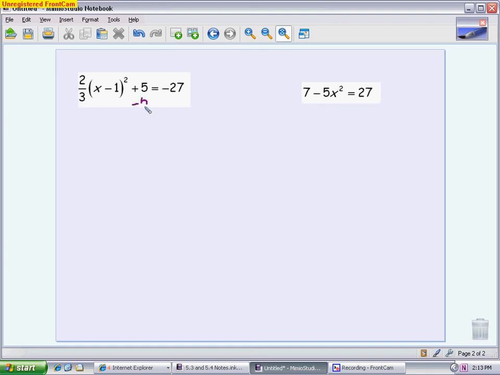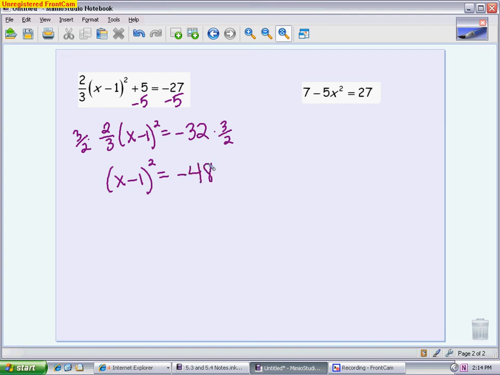So the first thing we're going to do is subtract 5 from both sides. So we get 2/3 times x minus 1 squared equals negative 32. Now we need to get rid of the 2/3, so we're going to multiply both sides by the reciprocal. We're going to multiply by 3 over 2. So we have x minus 1 squared equals, and here's where you can use a calculator, negative 32 times 3 divided by 2. You can do it in your head if you want. You end up getting negative 48.